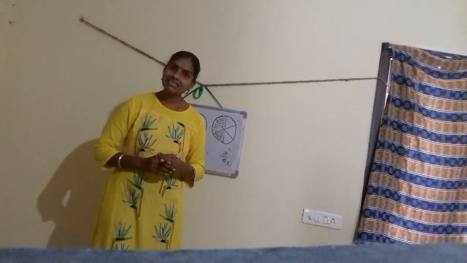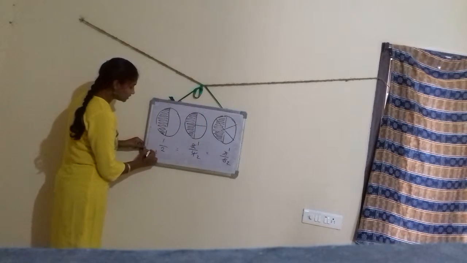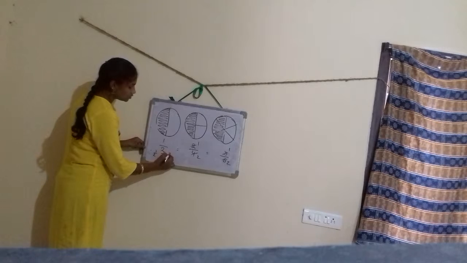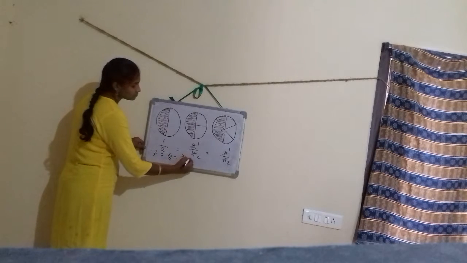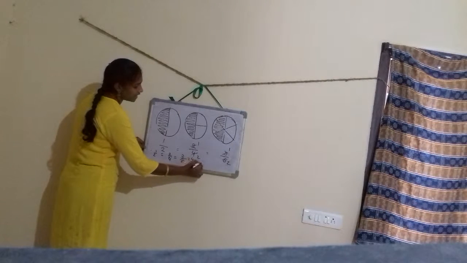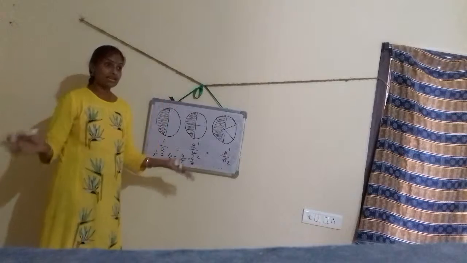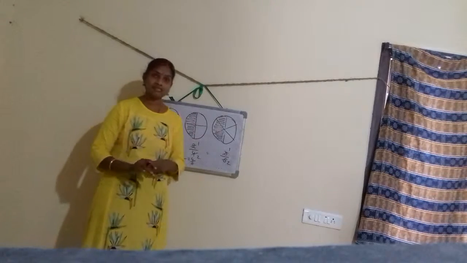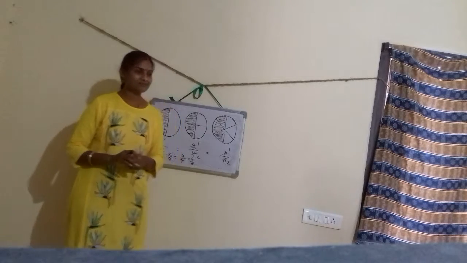Now do you understand, children, what equivalent fractions are? So half is equal to 2 by 4, 3 by 6, 4 by 8 and so on. The dots indicate that the numbers go on infinitely. So let us go to the next topic.